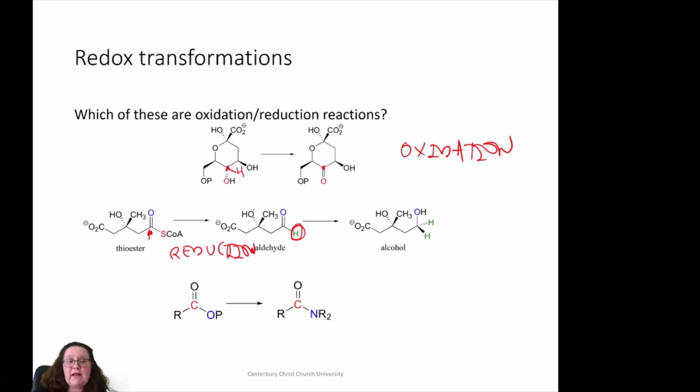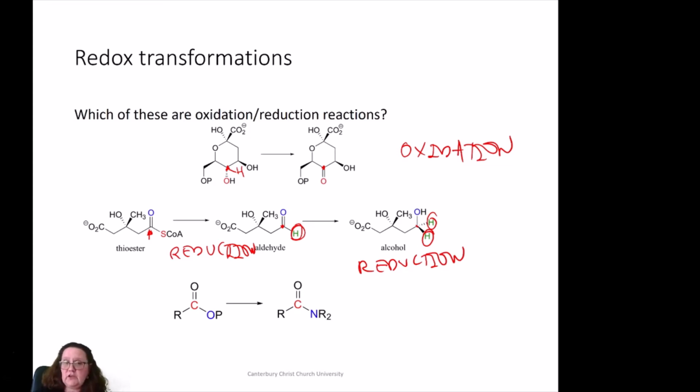And when we move from the aldehyde to the alcohol, again looking at this carbon here, that alcohol has gained an extra hydrogen atom. Here the carbon has only one hydrogen, here it has two hydrogens. So again, this is another reduction. So that particular carbon has gone through a double reduction process, has gained hydrogen in two steps. Both are reductions.